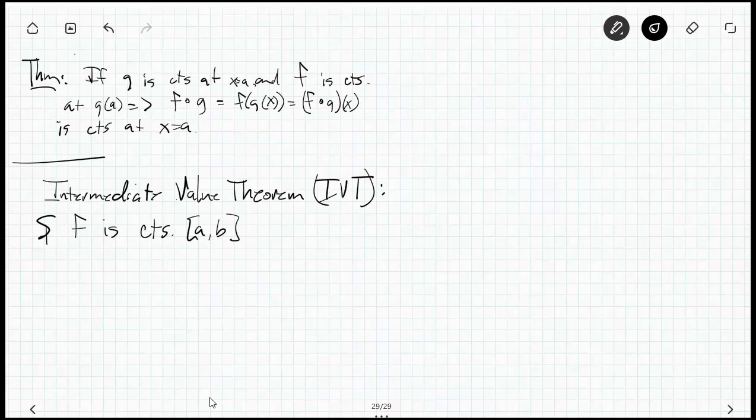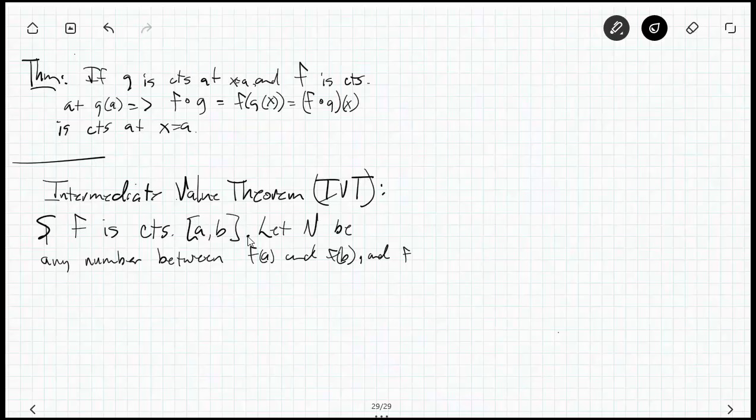to B. Now, I'm going to do something a little funky here, but don't panic. When I'm done, it'll make sense. We're going to let n be any number between f of A and f of B. Oh, by the way, we're not saying that f of A and f of B can be equal, so I should probably put f of A not equal to f of B.